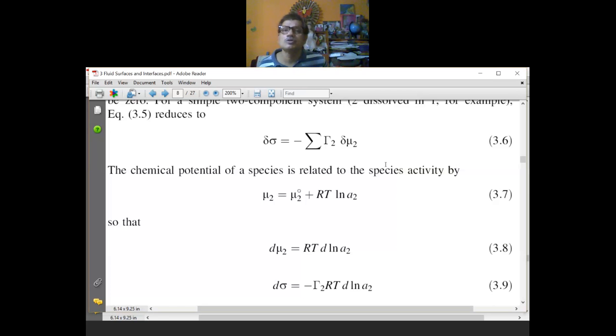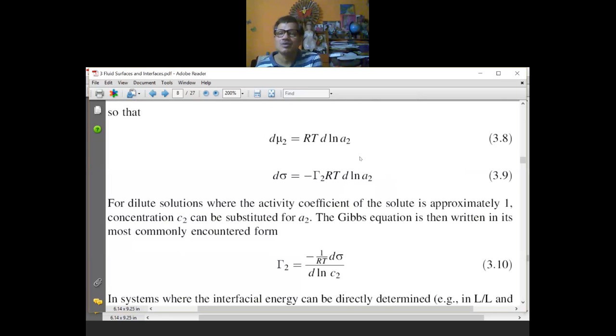Now again I know mu equals mu 0 plus RT ln A2. This is an extension of the concept. Again, d mu 2 would be what? Mu 0 is the standard chemical potential, that would be equal to 0. So d mu 2 means RT d ln A2. So d mu 2 equals RT d ln A2. Now you put the value of d mu 2 over here. You get d sigma equals minus gamma 2 RT d ln A2.